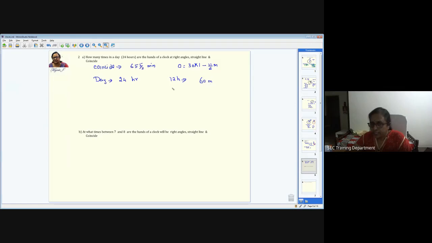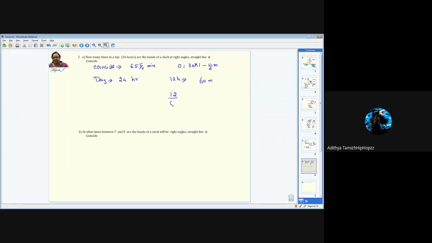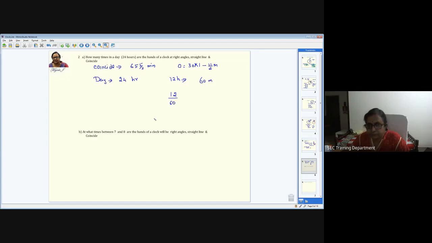If you divide exactly, 60 minutes is 1 hour, so 12 by 1 will be exactly 12. But now that this is increased to 65 5 by 11, the number of times is obviously going to be less than 12. It's not going to be exactly 12, but how much? Let me put it this way. If they were coinciding at every 60 minutes, how do you get the answer 12? You take 1 hour and divide it by 60, right? But this is in hours and this is in minutes.